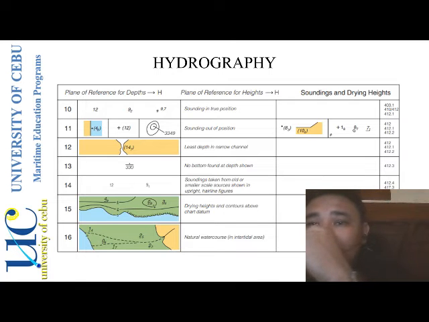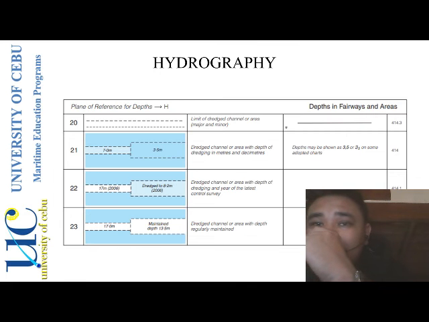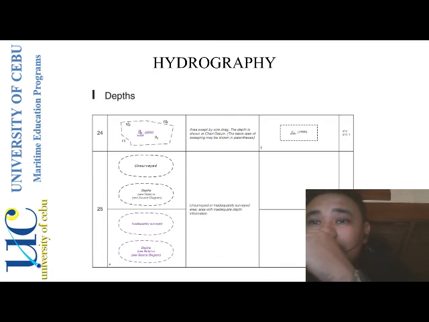So number 16, natural watercourse and inland area. So planes of reference, depth limit of dredged area, and so on. 20, 21, dredged channel with depth of dredging in meters and decimeters. 22. Dredged channel area with depth of dredging and area, latest contours of the sea. Number 23, dredged area with depth regularly maintained. So number 24, area swept by wire drag, depth is shown at chart datum. The date of the latest sweeping may be shown in parentheses.